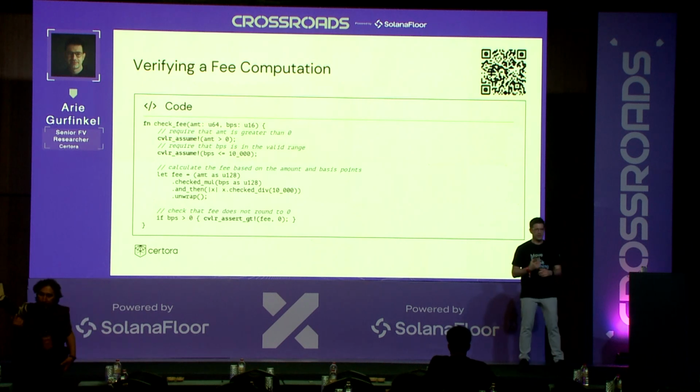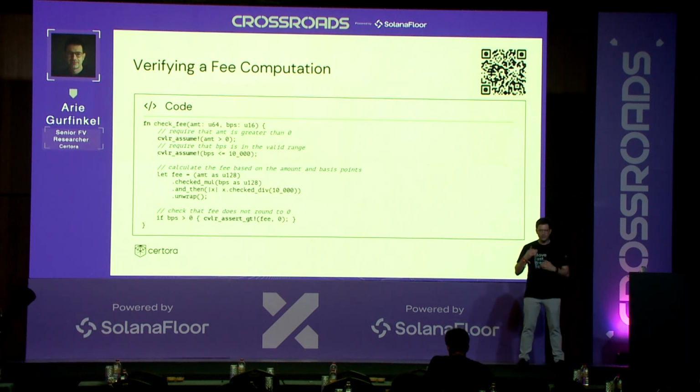Now, to give you a concrete example, I've squeezed in one example of a kind of proof. This is simplified as much as possible to fit on one slide. What you see here is how we would verify a very simple fee computation. It kind of looks like a unit test or a property-based test. The important thing here is that the analysis is done for all possible inputs symbolically. It's not done randomly for just some of the inputs.